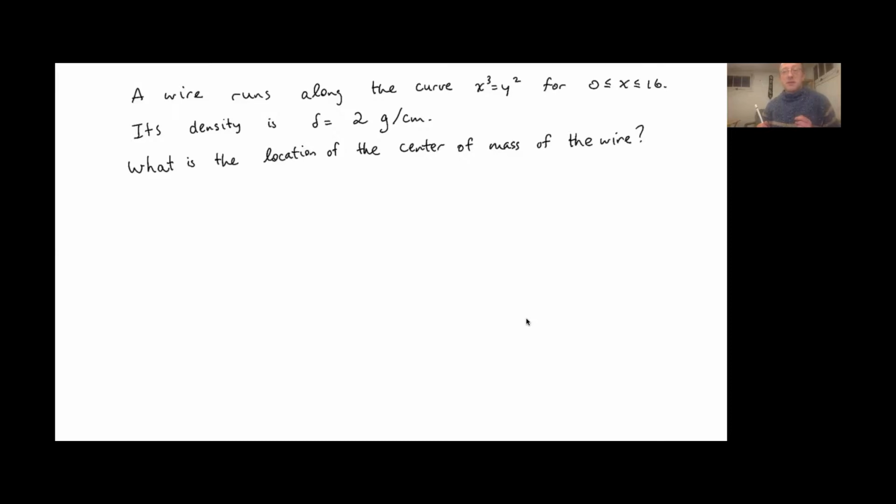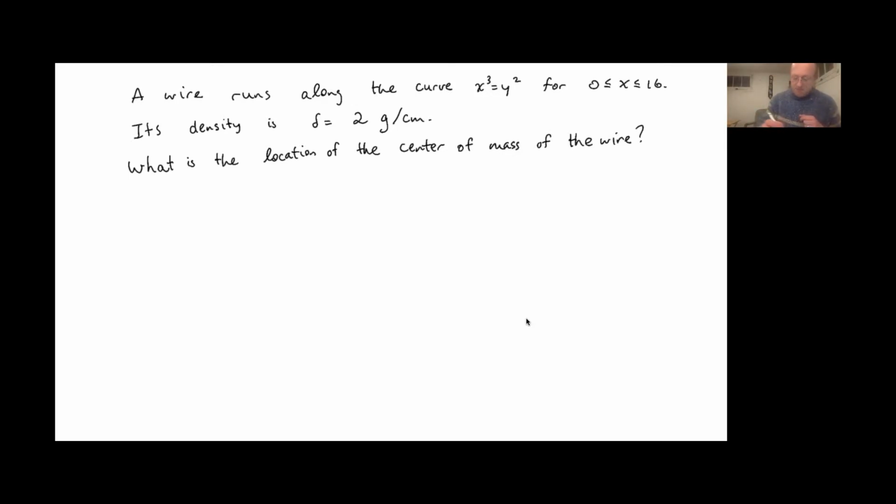We do other things. For example, a wire runs along the curve x cubed equals y squared for 0 less or equal x less or equal 16. This crazy curve again. Its density is 2 grams per centimeter. What is the location of the center of mass of this wire? We found the total mass. Where is the center of mass?